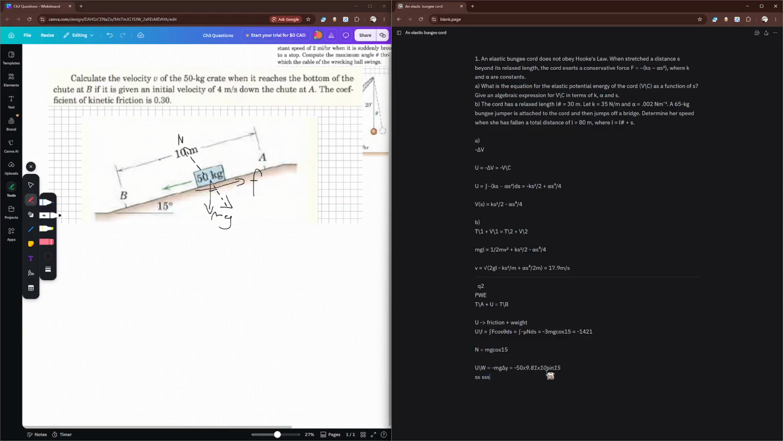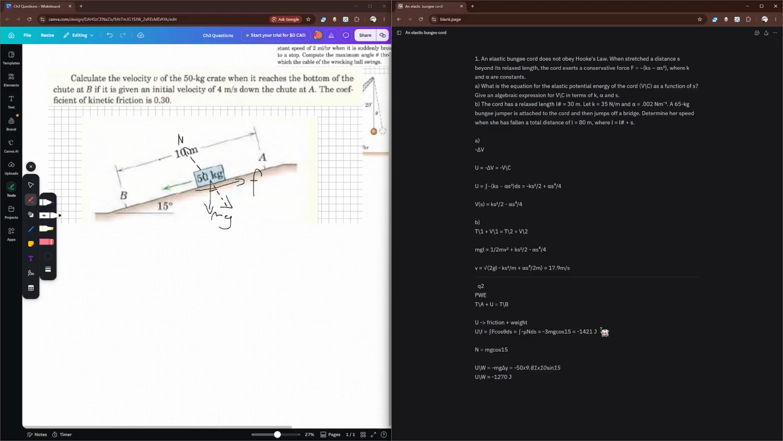Is this still italicized? Okay, no, good. So UW is equal to, let's see, negative 50 times 9.81 times 10 sine 15, which is negative 1270. And these are in joules, by the way. Both of these are in joules.